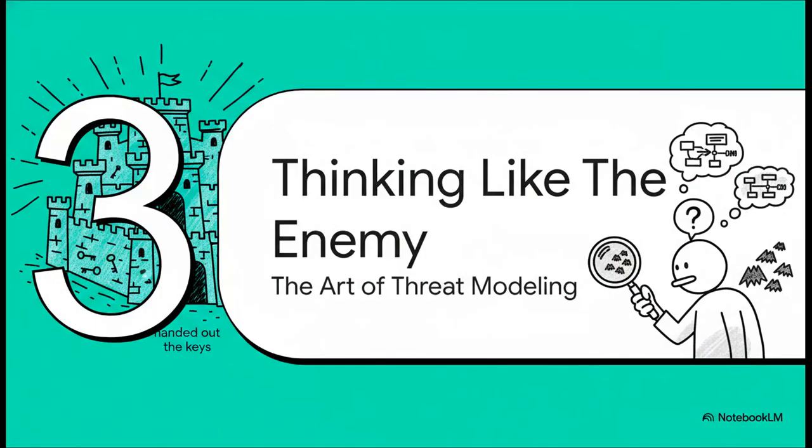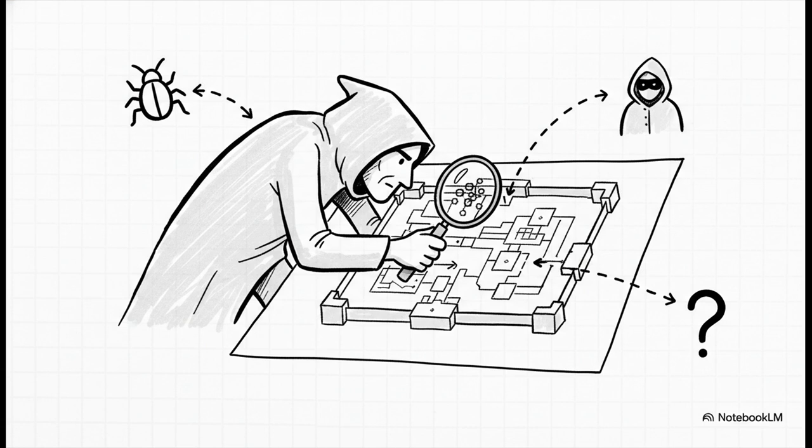Okay, so we've built our layered fortress, we've handed out the keys carefully, but a really good defender doesn't just sit around and wait for an attack. No, they actively try to think like the enemy. This proactive mindset is called threat modeling, and it's basically the process of systematically looking for and analyzing potential threats. In our castle, this is the spy master's job, right? To figure out who the enemies are, what they're after, and how they might try to get it.